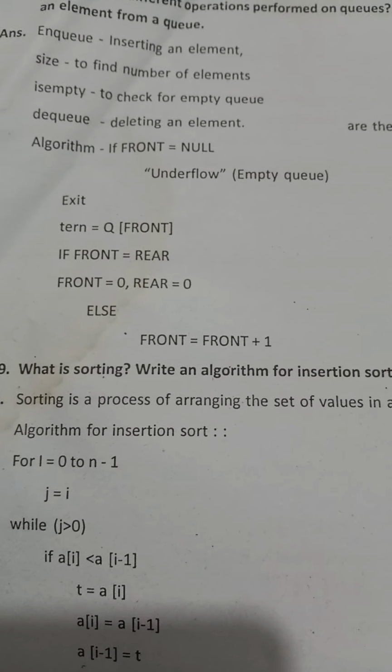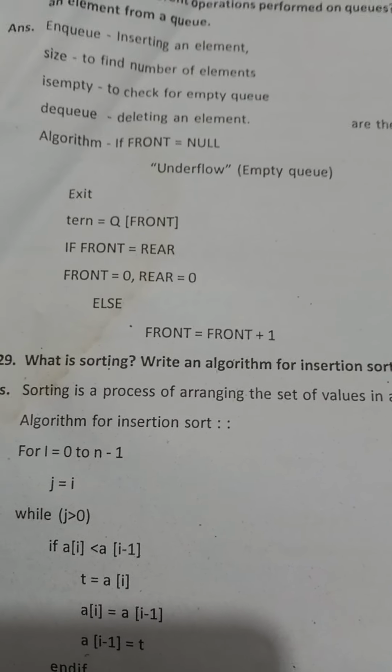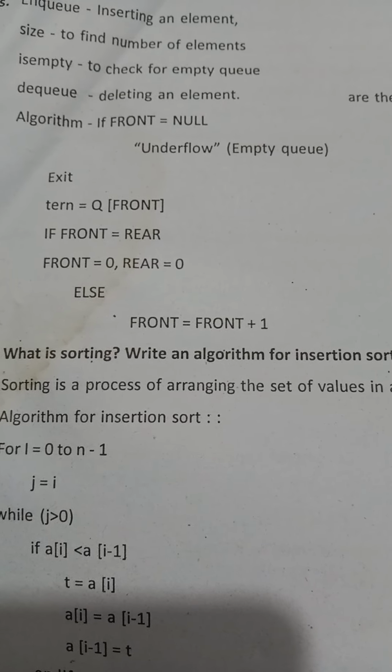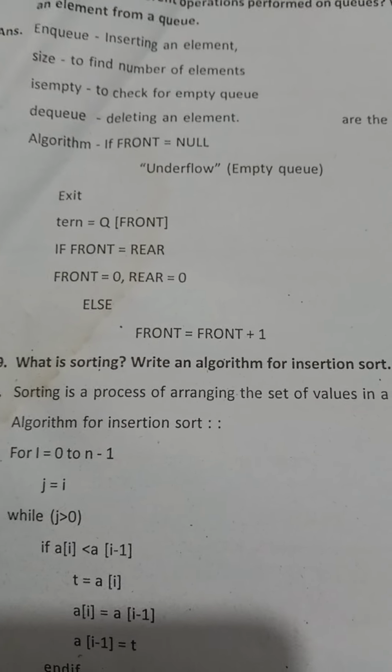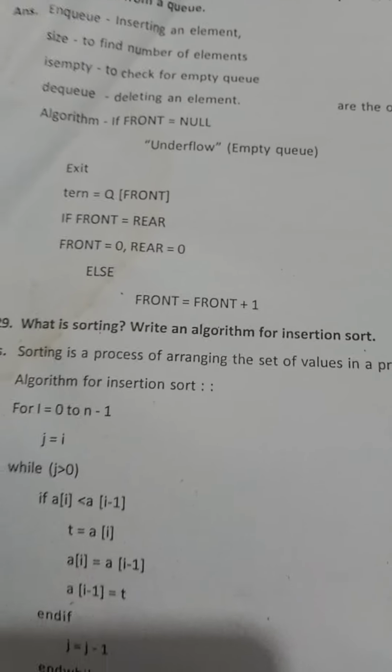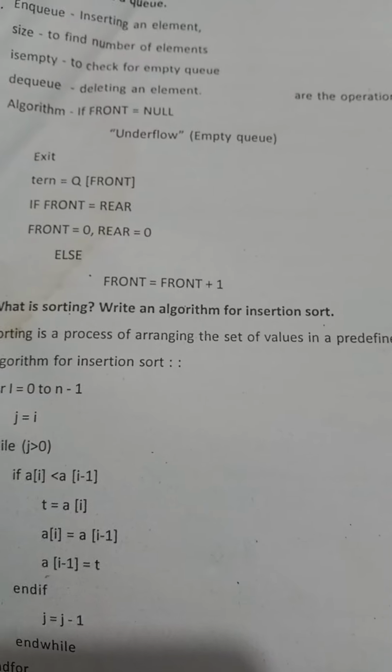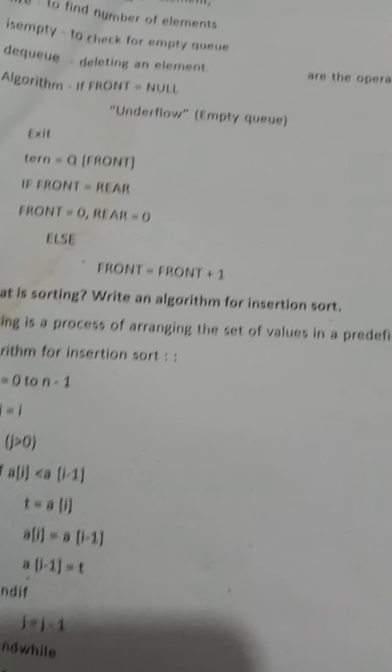So for the given element, a copy of it is kept, and if both front and rear are the same, there is only one element in the queue. Initially we initialize front and rear both to 0, and then we increment the front when the element is removed.